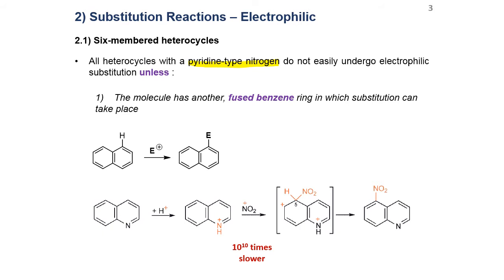So if your molecule has another fused benzene ring, that means that benzene ring can act as a nucleophile. So if you look at this quinoline, you have the pyridine that is fused to benzene ring, and when you do the nitration, first definitely it will be protonated into the quinolinium salt, and now this half of the system is not nucleophilic anymore.